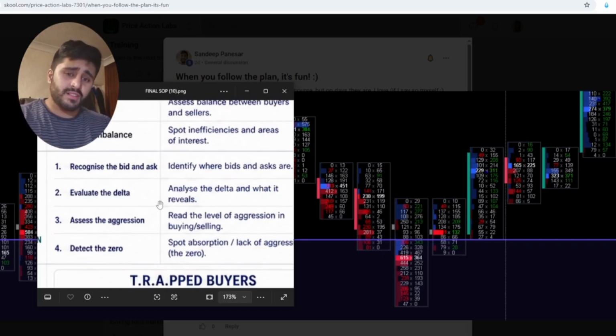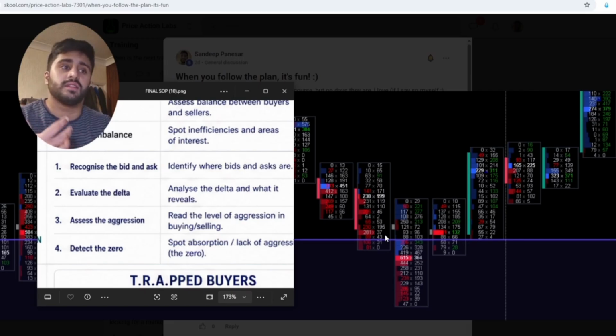So evaluate the delta basically means who is more aggressive, right? So E and A come together. But if we look at delta specifically, what does delta represent? Delta here represents the difference between the ask and the bid. So if you have a negative delta, for example, here we see 37 and 261, you do 37 minus 261. That's obviously a negative delta.